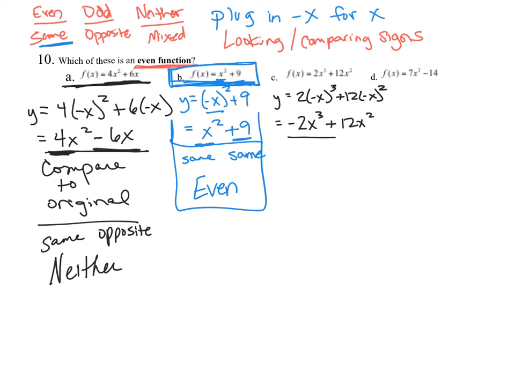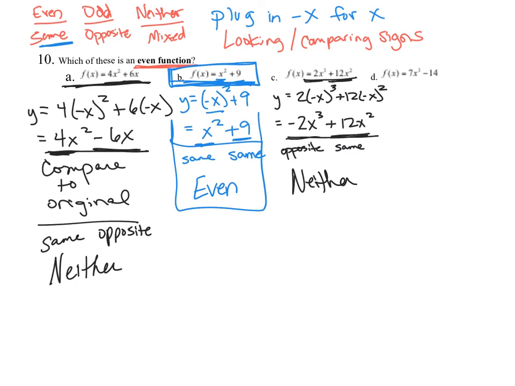So we compare to our original. So negative 2x cubed and then a positive 2x cubed. So those are opposite. And then we have positive 12x squared and positive 12x squared, so they're same. So that would be neither because they're mixed. Mixed signs, okay?